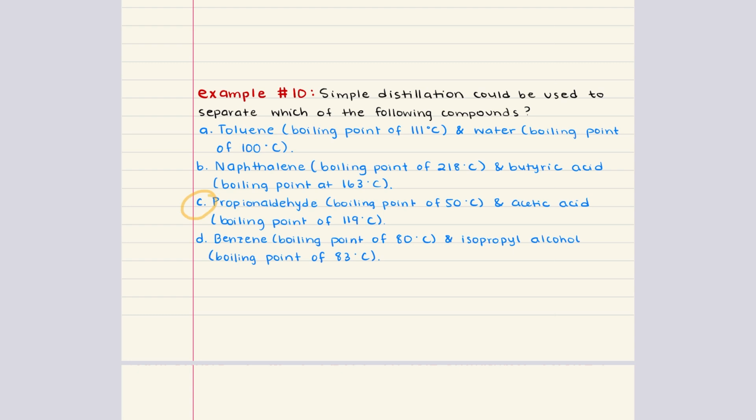D says benzene at 80 degrees Celsius and isopropyl alcohol at 83 degrees Celsius. That's only a 3 degrees Celsius difference between the boiling points. This is way too close for simple distillation. You're going to need fractional distillation here instead. So again, the correct answer for problem 10 is C.